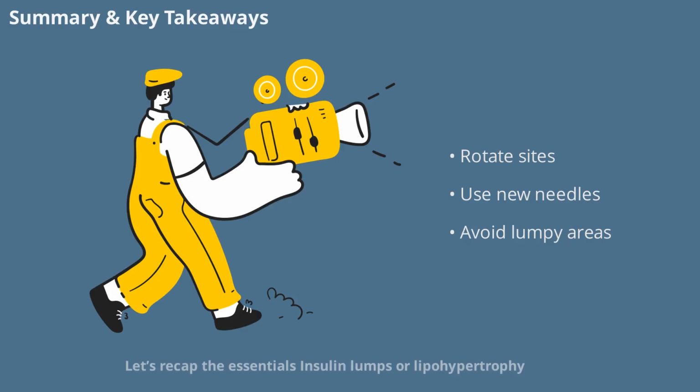Let's recap the essentials. Insulin lumps or lipohypertrophy form when injections are given in the same spot repeatedly. They can affect insulin absorption and make blood glucose control unpredictable. The best prevention is to rotate your injection sites and use a new needle each time. If you already have a lump, avoid injecting there and give your skin time to heal. And always reach out to your healthcare team if you have concerns.